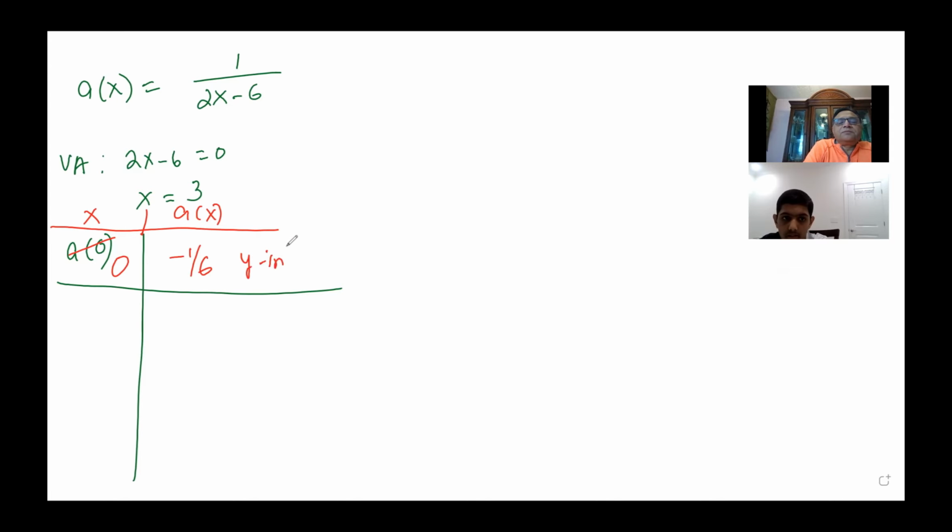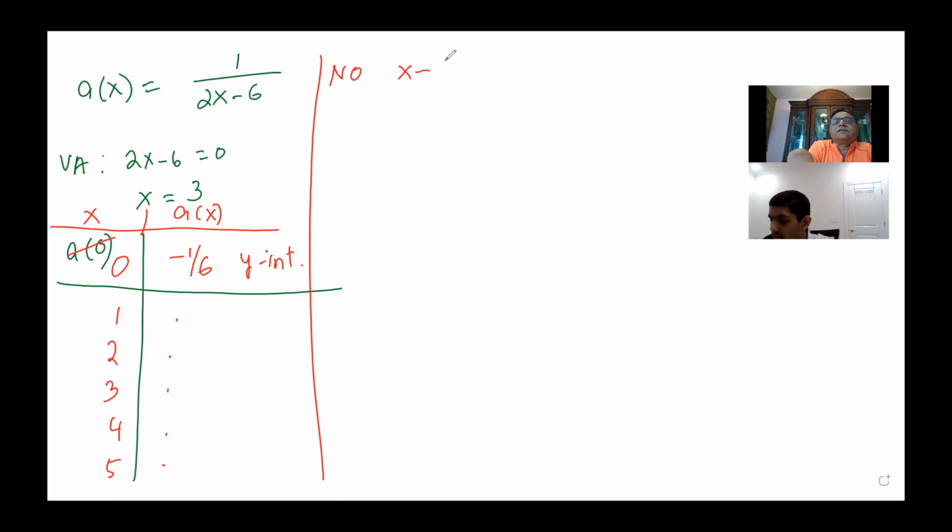Now, since 3 is my vertical asymptote, it's a good idea to get values for x equals 1, 2, 3, 4, and 5. So you can calculate these points. Now, let me sketch the graph after calculating one more thing. We discovered that there is no x-intercept, right?